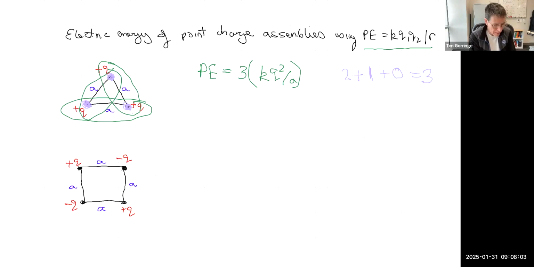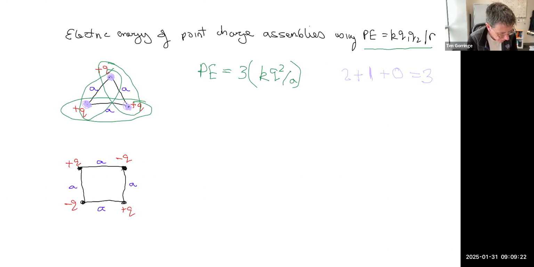And this pattern might be handy: when you have 3 charges, if you start thinking about the first one, there's 2 interactions. The second one, there's 1 interaction. And finally, the third one, there's no more unique interactions. This pattern here is kind of handy for calculating the number of interactions for the square.